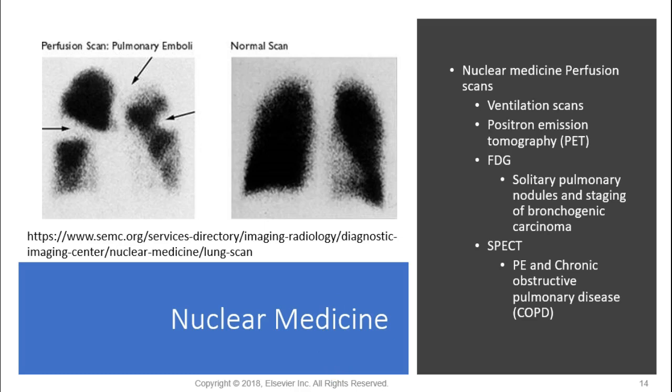Looking here, this is a PET scan, and we do PET scans for perfusion as one reason to see if there's any filling defects. So there's ventilation scans and PET. We have FDG, where we're looking at nodules, and we have SPECT CT. So it's PE and chronic obstructive pulmonary disease that it's really good for. As you can see here, the right lung is fully intact and the left lung looks good. You have this shadow right here. That's the heart. That's normal.